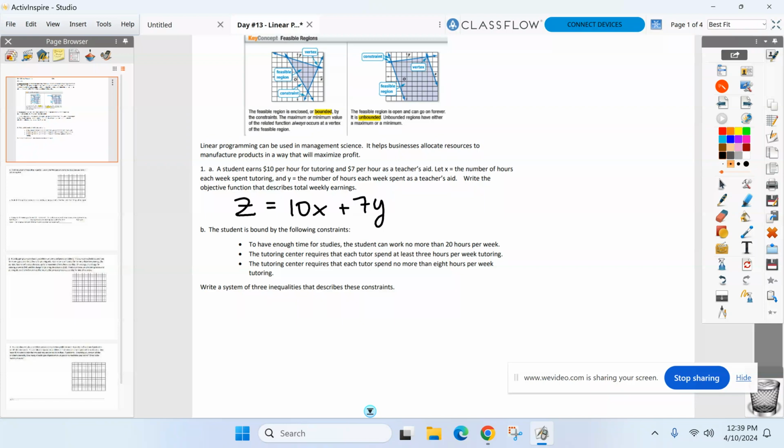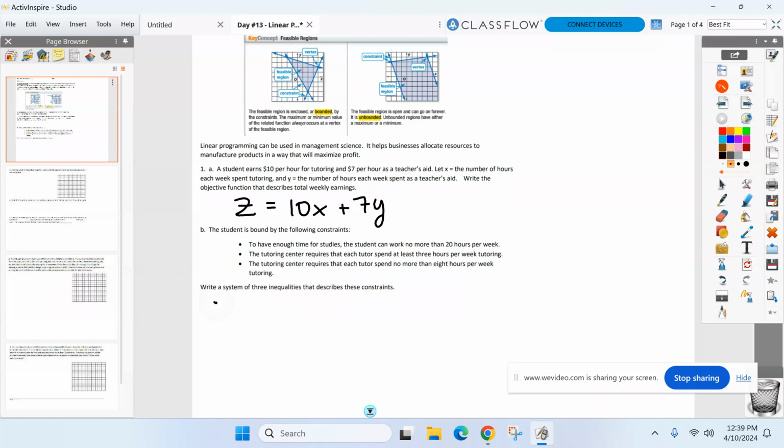Because you can't say, well, you know what? I'm going to work 40 hours tutoring and 20 hours being a teacher's aide. It doesn't work like that. Now what you have are your restrictions. All right, here are your restrictions. So summarizing this whole process, guys: how much money can you make with the following restrictions? That's what I want to end up finding at the end of this problem. So to have enough time for studies, you can work no more than 20 hours per week.